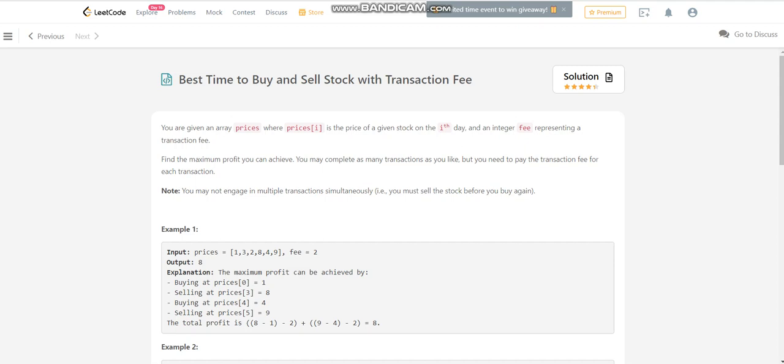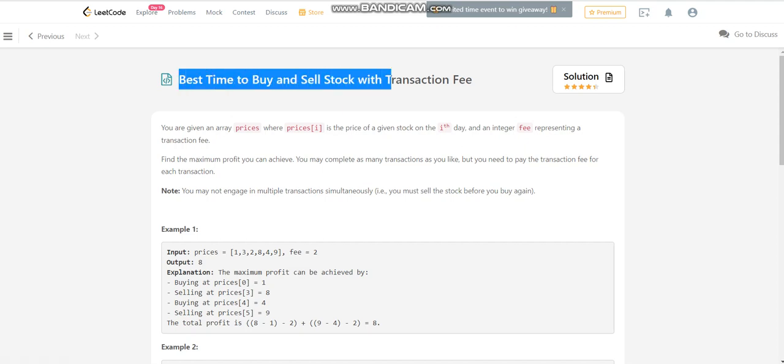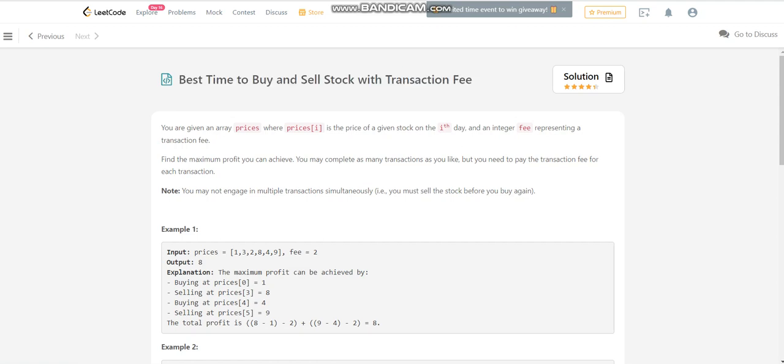In this video we will be solving the day 16 of March LeetCoding challenge, which says the best time to buy and sell stock with transaction fees. So basically we have been given an array of prices where every index represents the stock value on that particular day, and we are also given a transaction fee. We need to tell the maximum profit which we can achieve.